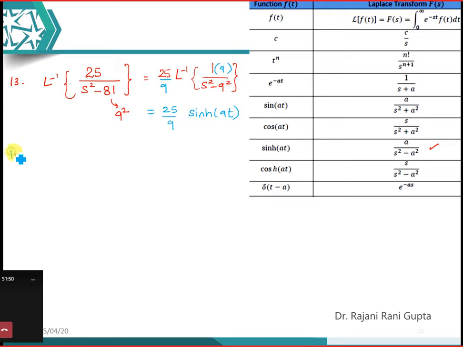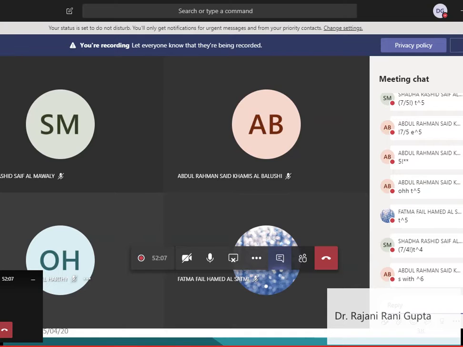Okay, now tell me how you will answer this. Suppose you have s square plus 11. What do you think the answer will be for question number 14? Try.